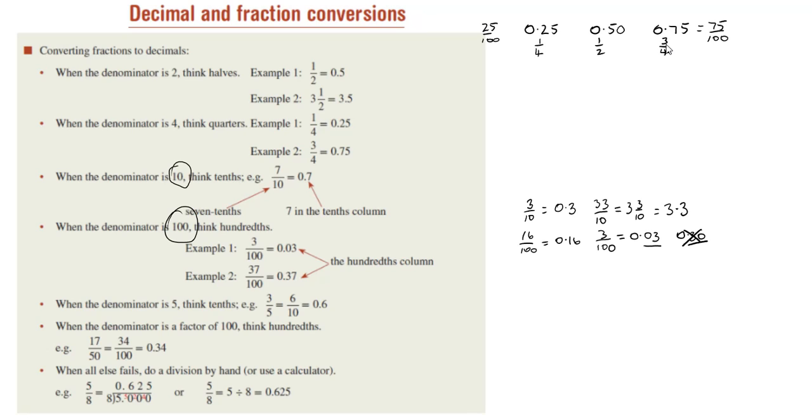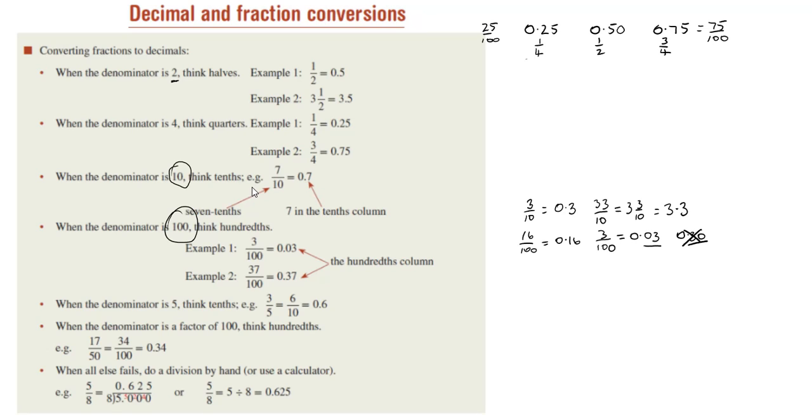So if you see a decimal with a 0.25 or a 0.75, you know it's a quarter or 3 quarters, and if you see a 0.5, you know it's a half. Okay, so that's why it says here when the denominator is a 2, we think halves. So a half is 0.5, 3 and a half is 3.5, and so on. When the denominator is a 4, like these ones here, we think quarters. So 1 quarter is 0.25, 3 quarters is 0.75.